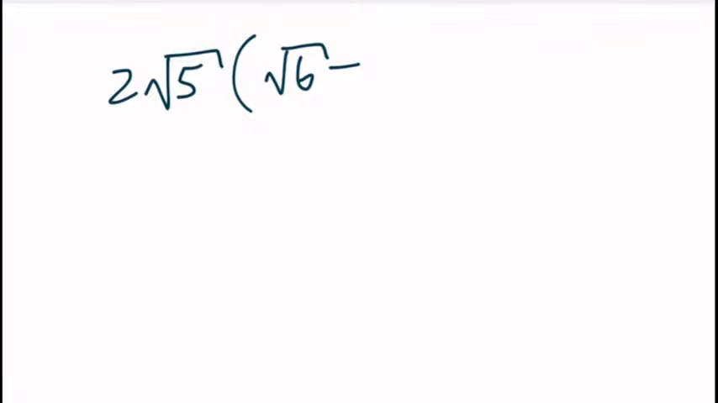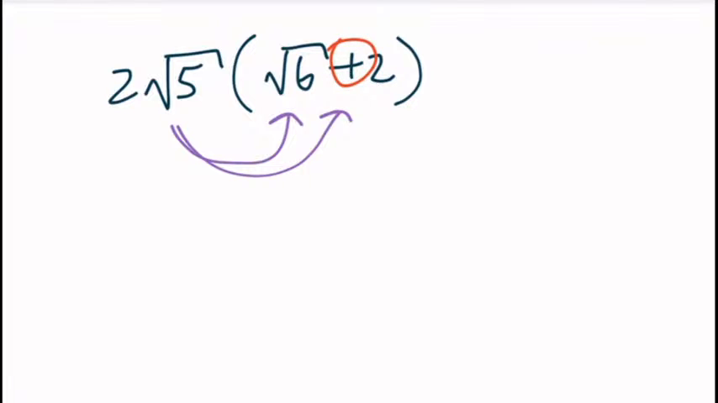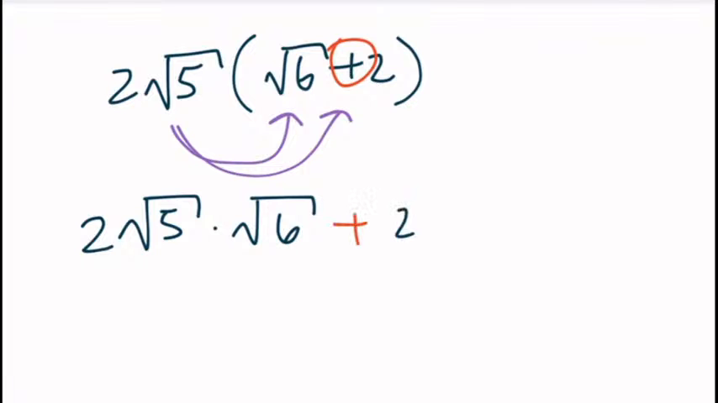Now we're going to play with the distributive property a little bit, which I went over in a previous lesson. So make sure to check those out if you don't know how to use the distributive property. So we have 2 radical 5 times the parentheses radical 6 plus 2. According to the distributive property, we're going to multiply 2 radical 5 to both radical 6 and 2. We add them together because the operation in the middle is addition. So if I expand that out, we get 2 radical 5 times radical 6 plus 2 radical 5 times 2.